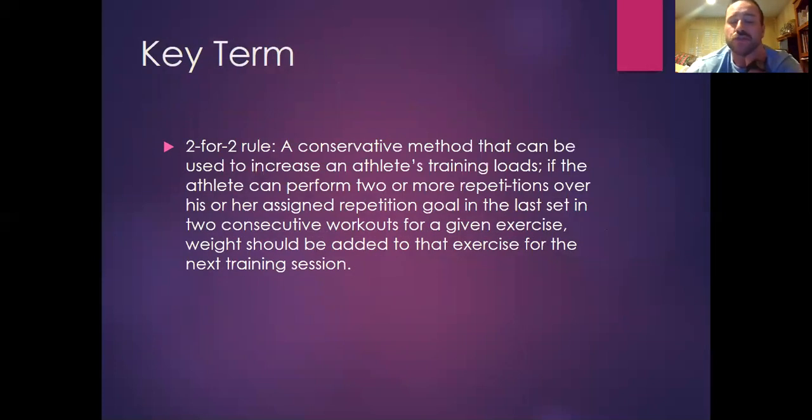The 2 for 2 rule is a conservative method. If the athlete can perform 2 or more repetitions over his or her assigned rep goal in that last set on 2 consecutive workouts for a given exercise, weight should be added to that exercise for the next training session. Pretty simple.